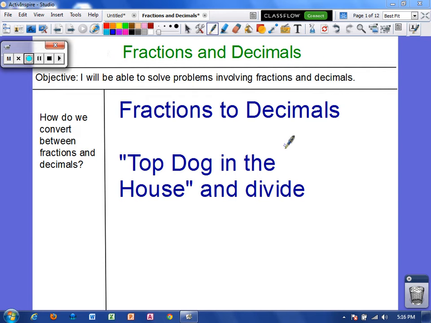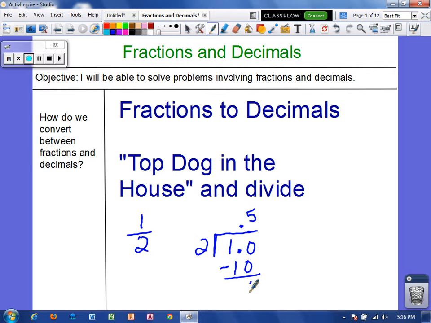Now, if we see a problem with both fractions and decimals, sometimes we are going to have to convert. So remember, when we change a fraction to a decimal, we put the top dog in the house and divide. So if we had the fraction 1/2, top dog would go in the house, and we would just divide from there. Now, 2 could not go into 1, so I'd have to add a decimal and a 0, and pop the decimal up. Now, 2 goes into 10 5 times, which is 10, and a remainder of 0. So 1/2 would equal 0.5.